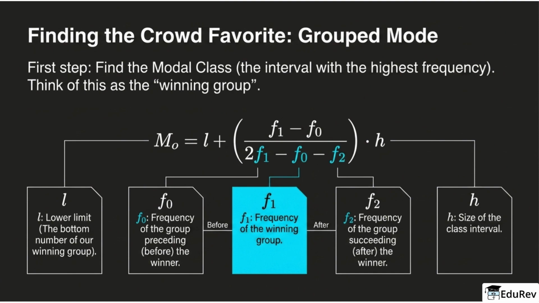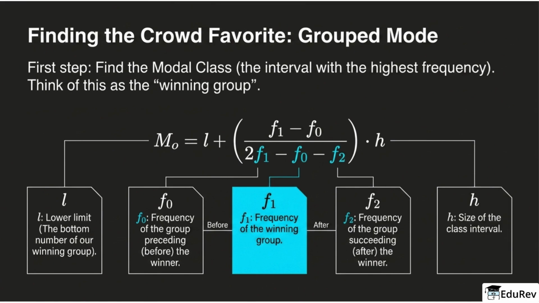plus the quantity f1 minus f0 divided by the quantity 2 times f1 minus f0 minus f2, all multiplied by h. Let's break down those variables. L is the lower limit or bottom number of our winning group. F0 is the frequency of the group preceding or before the winner. F1 is the frequency of the winning group itself. F2 is the frequency of the group succeeding or after the winner. And H is the size of the class interval.